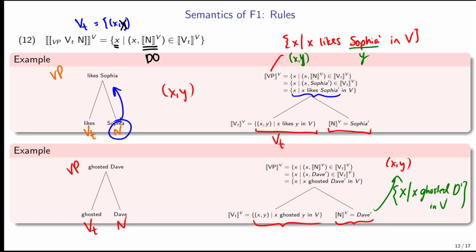And the rule is here. We're looking for pairs x, n that are in VT. We know what that n is. We know the meaning of our direct object. It's Dave. So we're looking for the set of x such that the pair x and Dave is in our transitive verb set, which paraphrases to the set of x such that x ghosted Dave prime in V.